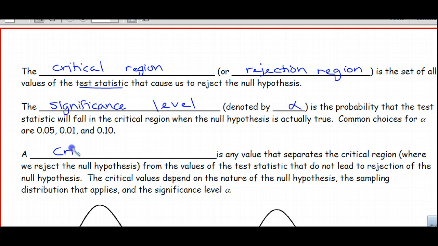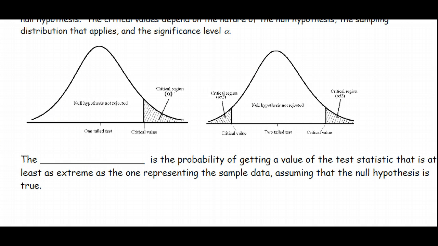A critical value is any value that separates the critical region, where we reject the null hypothesis, from the values of the test statistic that do not lead to the rejection of the null hypothesis. The critical values depend on the nature of the null hypothesis, the sampling distribution that applies, and the significance level alpha. So that was a lot of definitions.